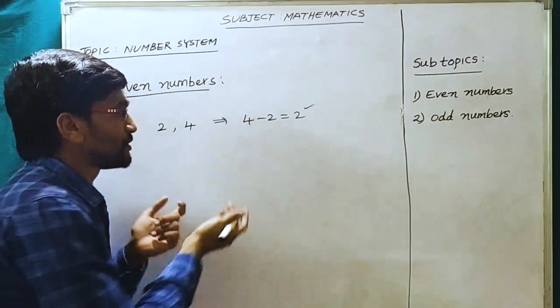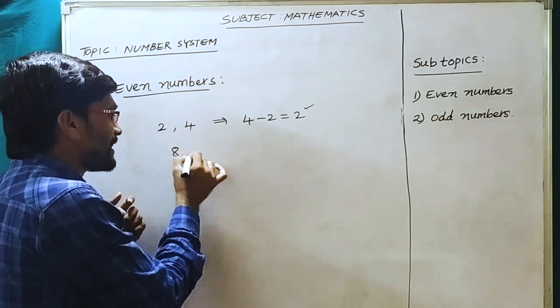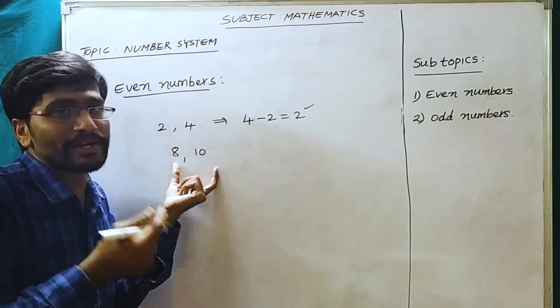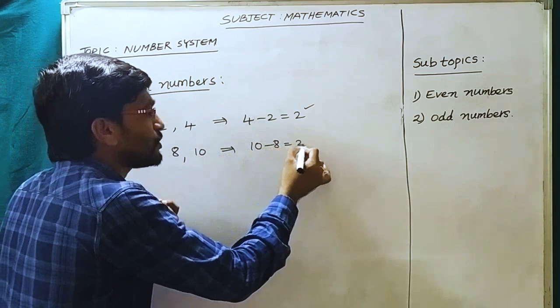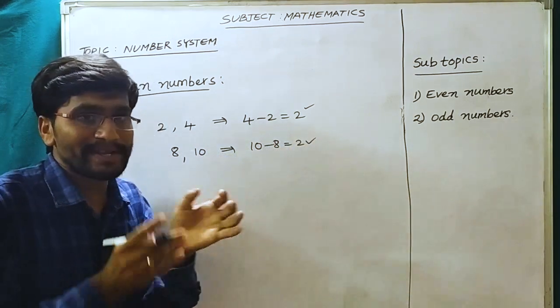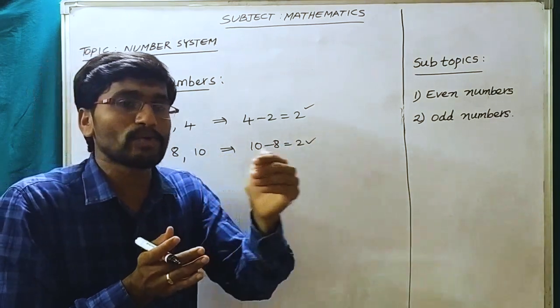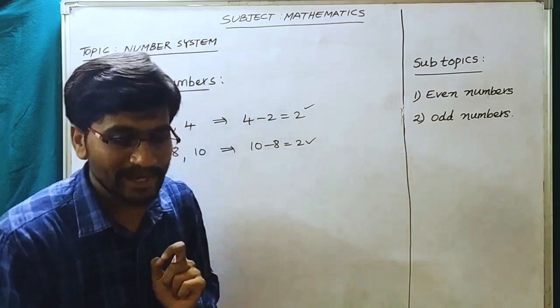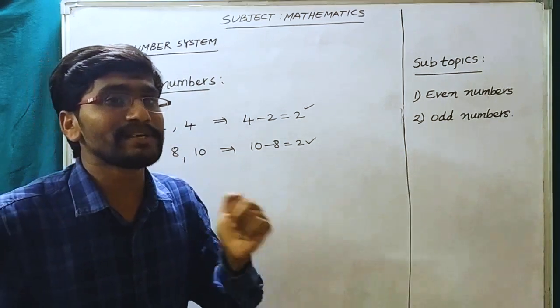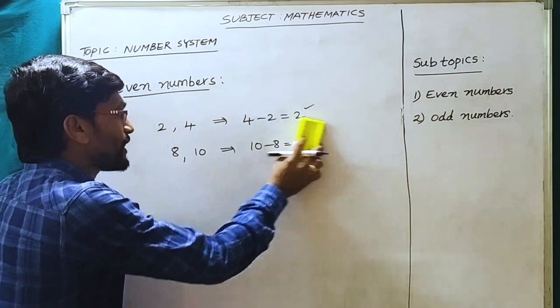2. Let us consider 8 and 10. 8 and 10 are consecutive even numbers. What is the difference between them? 10 minus 8 is equal to 2. That means the difference between any two consecutive even numbers is always 2. Okay?